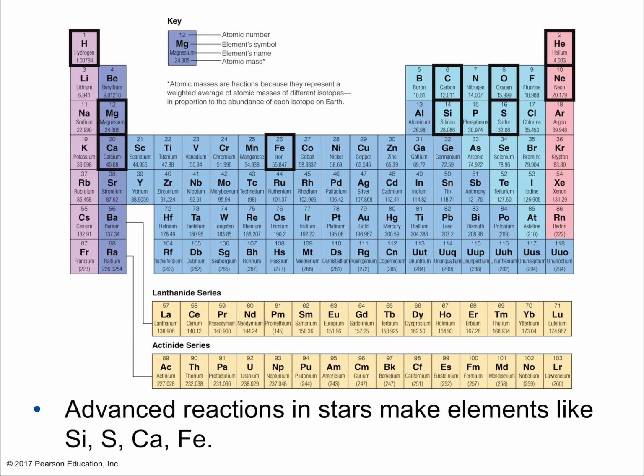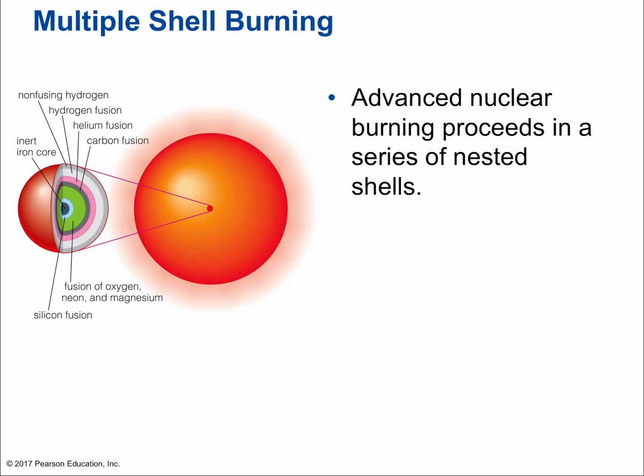So advanced reactions in stars can make elements like silicon, sulfur, calcium, and iron. How so? Well, because something happens that's called multiple shell burning. It's a lot like the double shell burning in low mass stars, it's just more elements. So advanced nuclear burning proceeds in a series of nested shells.